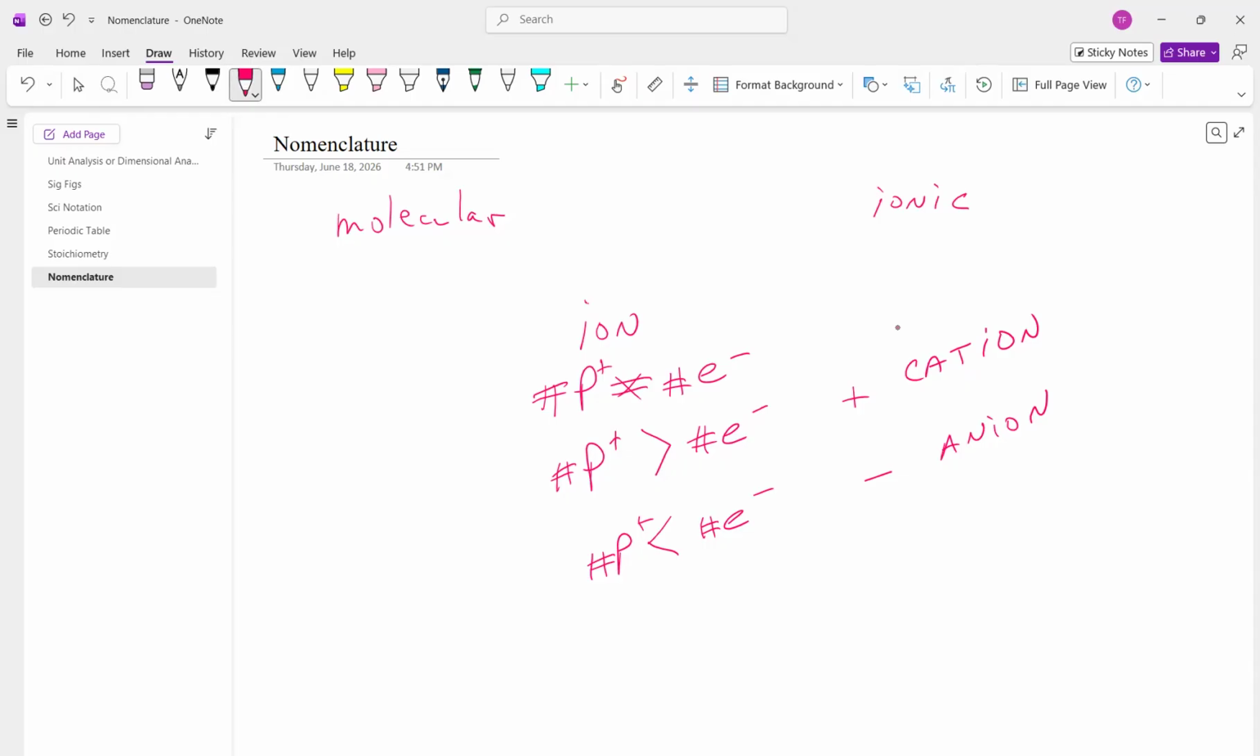So there are two nomenclature naming conventions. One's for ionic compounds, the other's for molecular compounds.